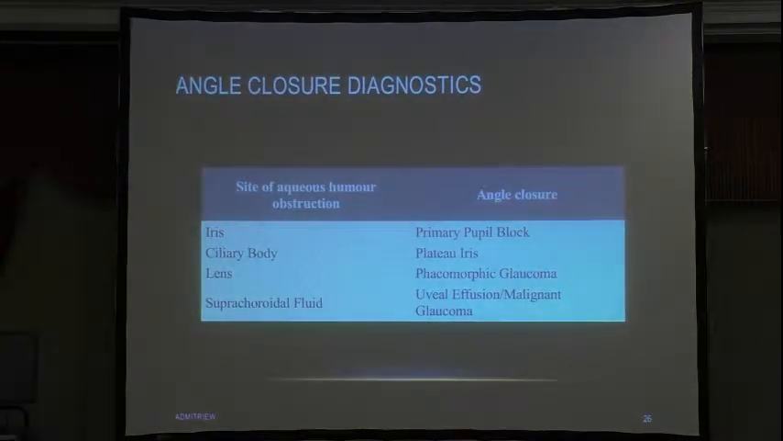So basically, when you look at angle closure diagnostics, I think UBM is really a very important tool in finding the reason or the structure responsible for angle closure. And here you can find a list of problems related to specific anatomic structures.